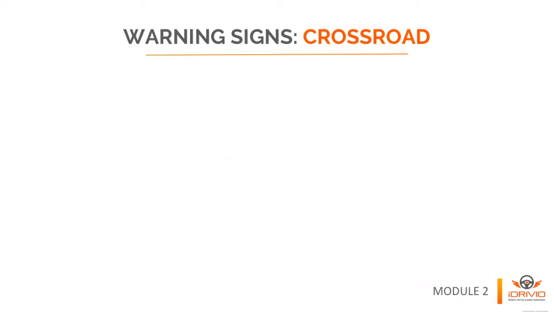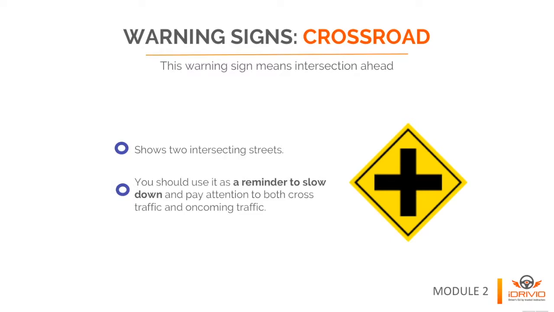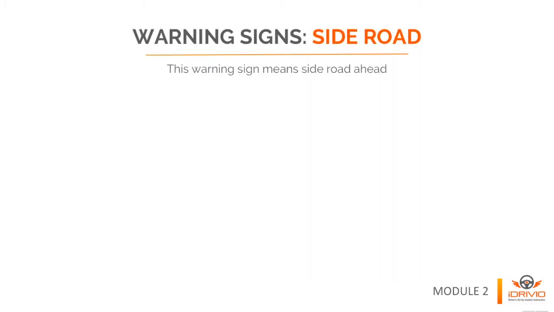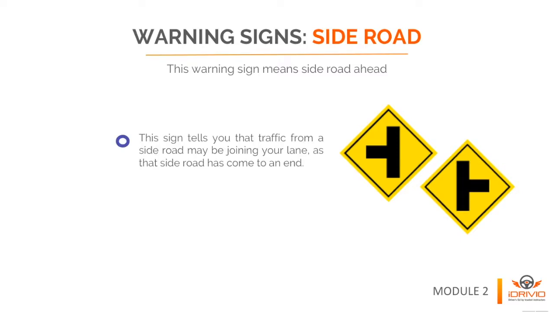This warning sign means intersection ahead. Crossroads sign shows two intersecting streets. You should use it as a reminder to slow down and pay attention to both cross traffic and oncoming traffic. The side road sign tells you that traffic from a side road may be joining your lane, as that side road has come to an end.